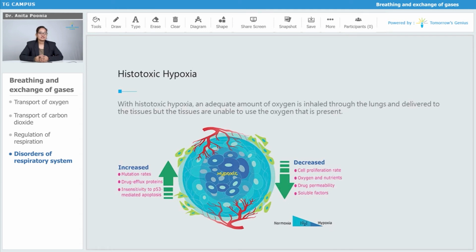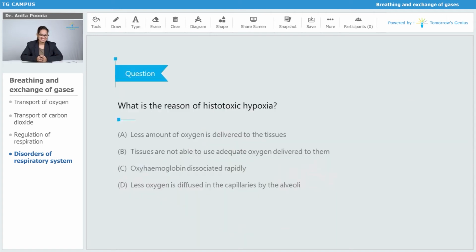Talking about histotoxic hypoxia, students, with histotoxic hypoxia, there is an adequate amount of oxygen inhaled through the lungs and delivered to the tissues, but the tissues are unable to use that oxygen that is present, and so this is another condition. Now the question is, what is the reason of histotoxic hypoxia?